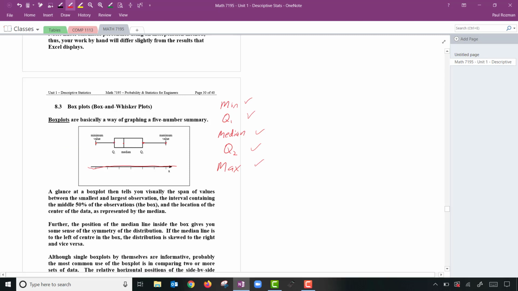That's one use. You can see if the data is symmetric. If your whiskers on each side are roughly the same length and your median is kind of in the middle of the box, it's an indication that your data is fairly symmetric. No guarantee, but it does help with that sort of symmetry interpretation.